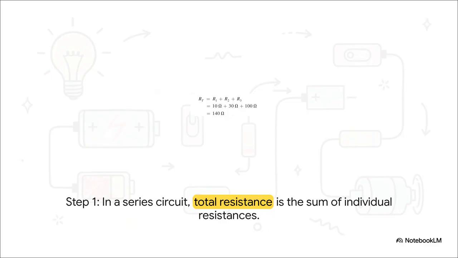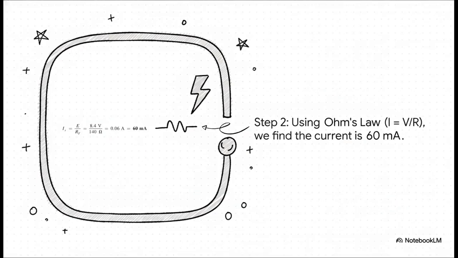All right, step 1. This part's pretty easy. Since the resistors are in series, meaning they're just one after another in the loop, all we have to do is add them up. So we've got 10 plus 30 plus 100, and that gives us a grand total of 140 ohms of resistance. See? Simple.